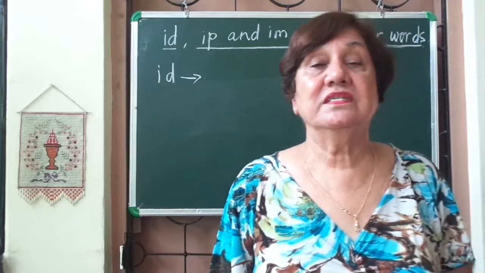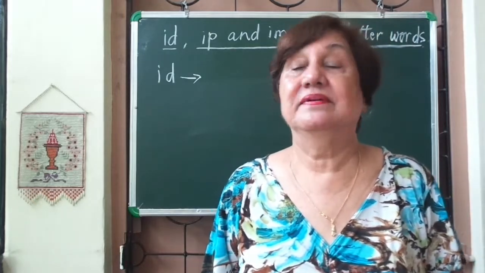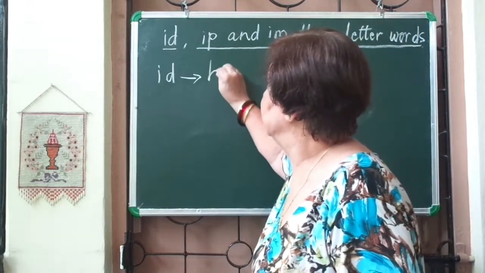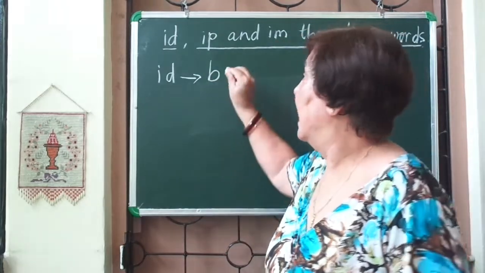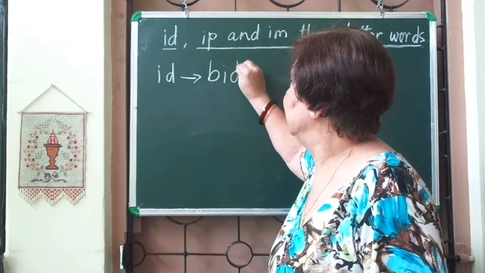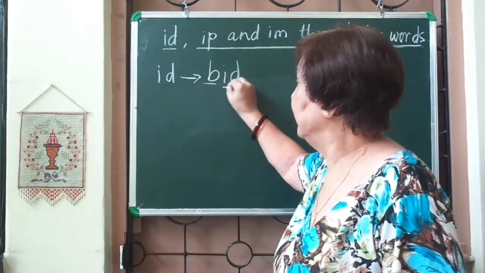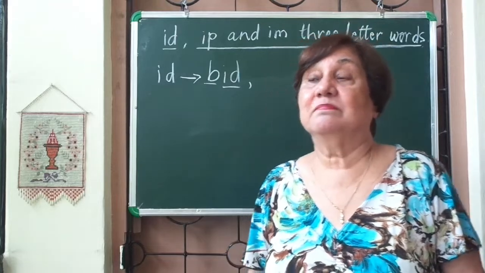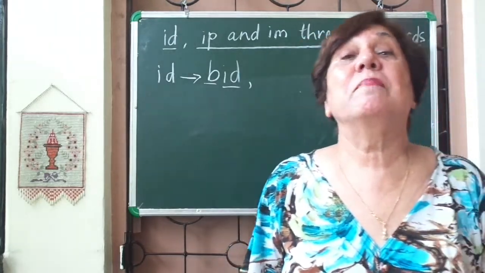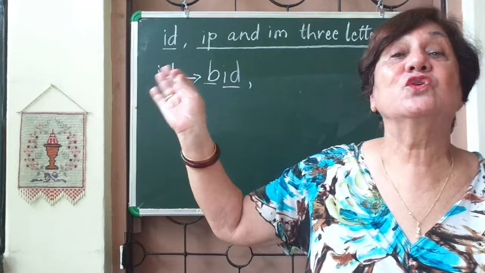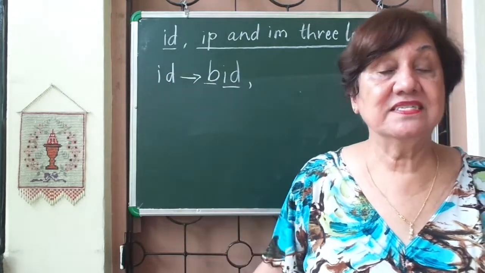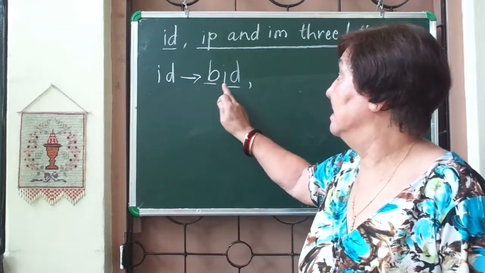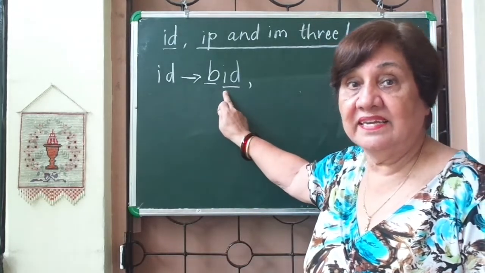The first word will be bid. B. Who says B? B says B. And ID says id. B, id. Bid. Now what does bid mean? It's a past tense to say for buy. You bid someone goodbye. Alright? So B-I-D is bid.